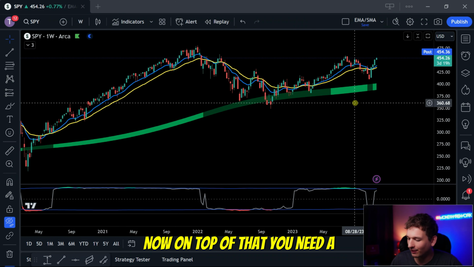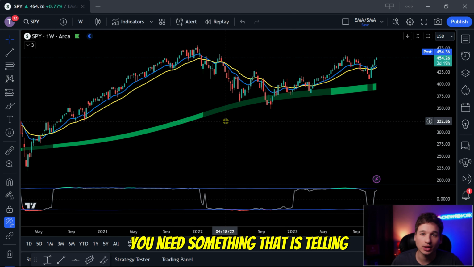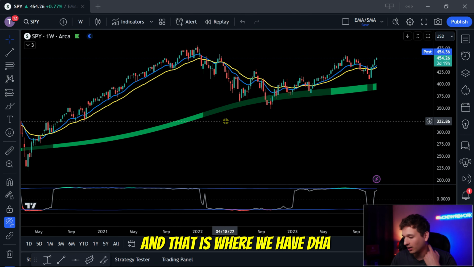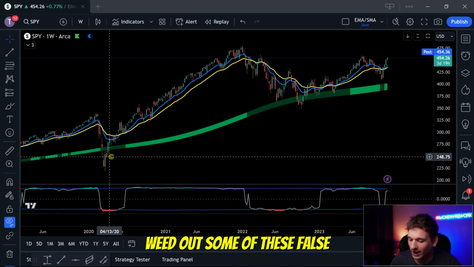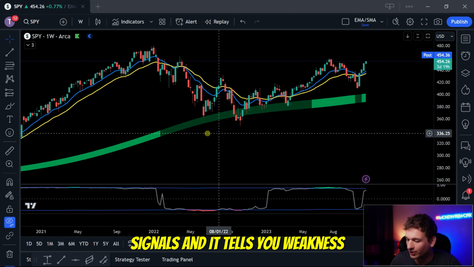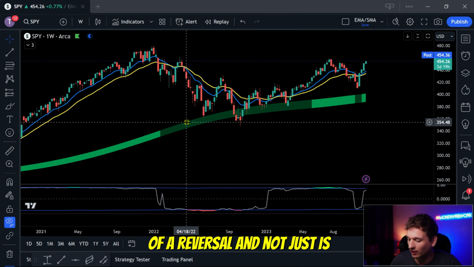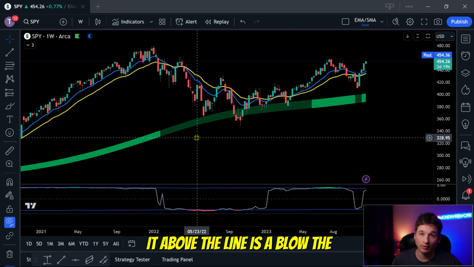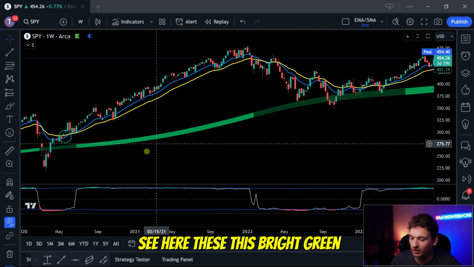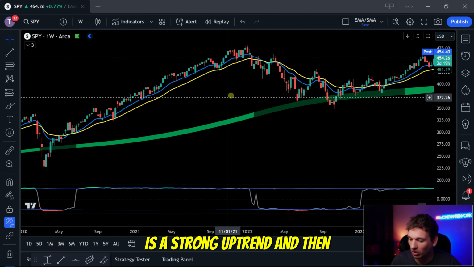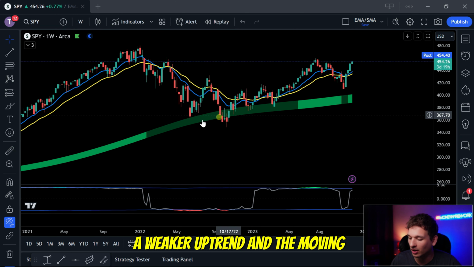Now, on top of that, you need a directional moving average, right? You need something that is telling you about the overall market. And that is where we have the HA market bias indicator. It helps weed out some of these false signals, and it tells you weakness and a trend of change of reversal, and not just is it above the line, is it below the line. You can see here, this bright green is a strong uptrend, and this dark green is considered a weaker uptrend.